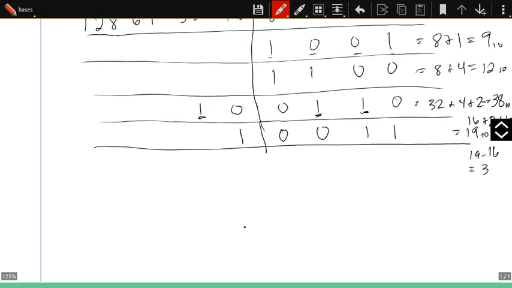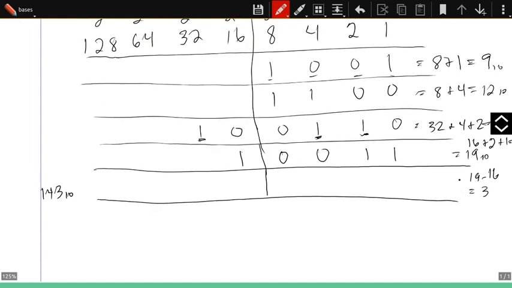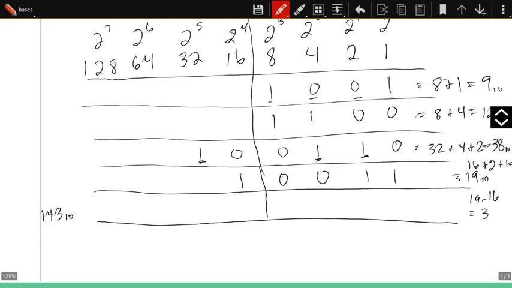Let's just look at another example quickly. What if I had the number, I'm going to do it over on this side, what if I had the number 143 in base 10? Well, what is the largest power of 2 that goes into 143? Well, I can fit 128 in there, so I put a 1 in the 2 to the 7th place, the 128 place. And if I take 128 from 143, what's left is 15. So I have 15 left.